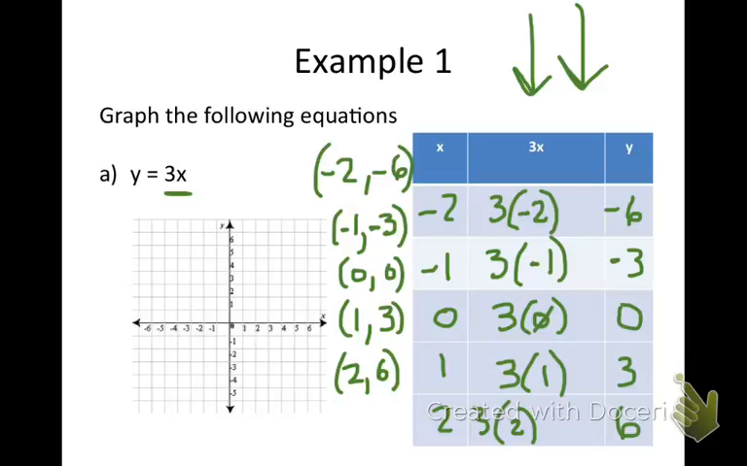So I'll graph -2, -6. Now this is the hardest one because it kind of goes off the grid, so I promise you that online you'll be able to be on the grid. -1, -3. So -1, 1, 2, 3. Okay, 0, 0. And 1, 3. Oops. And 2, 6.